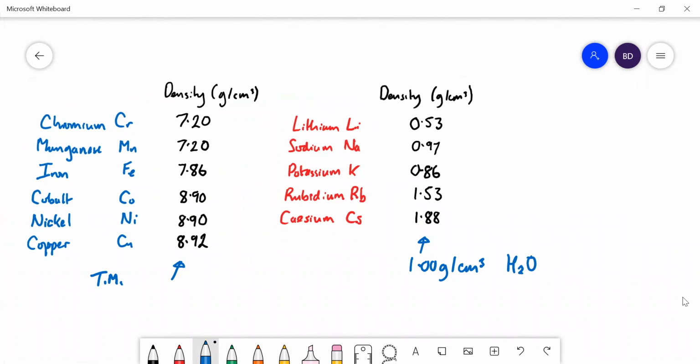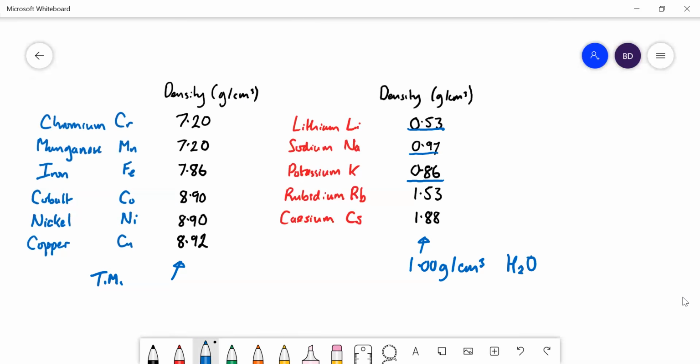So that means lithium, sodium and potassium will all float on water, because they've got a density of less than 1. Rubidium and cesium will sink in water, but we don't really see them reacting with water very much because they're quite rare and expensive and difficult to store because they're so reactive. But the group 1 metals are much lighter than transition metals.